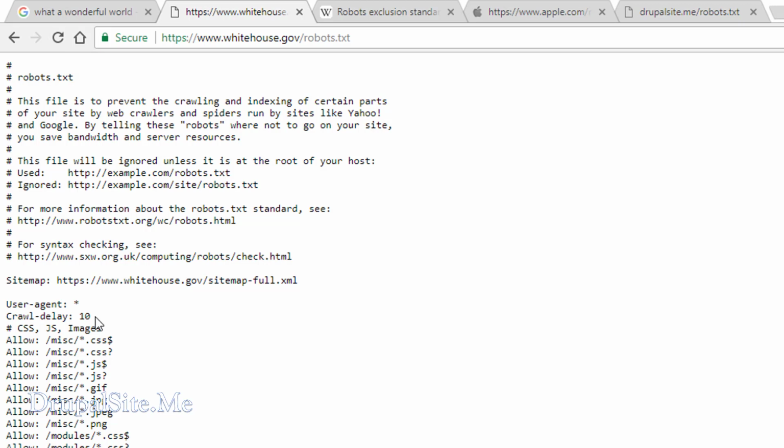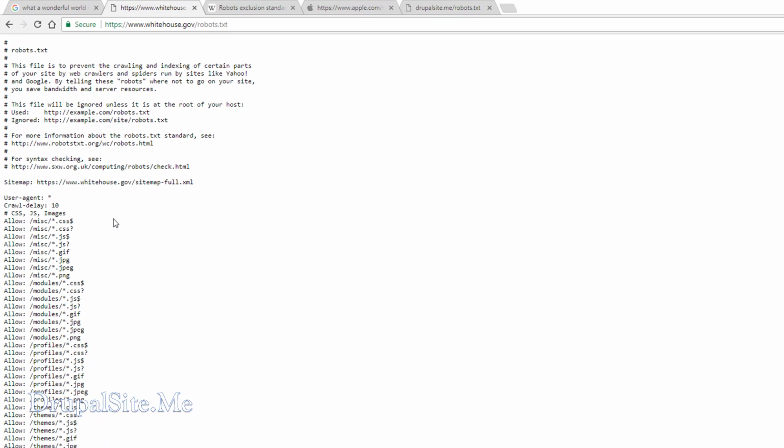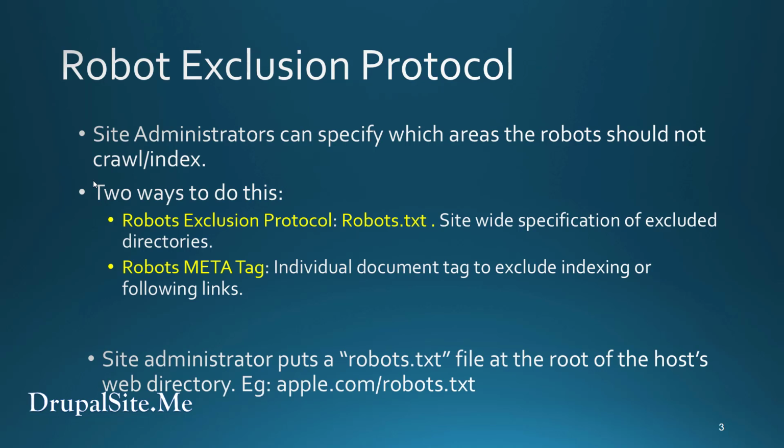Crawl delay of 10 seconds. This is a precautionary measure to prevent denial of service attacks. That is another topic we can discuss later. Now let's look at what Robots.txt is and how it is written.